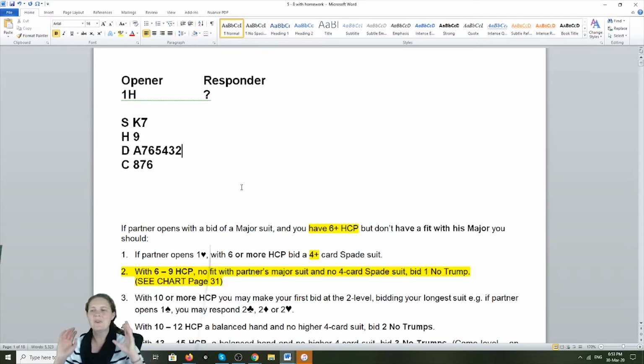With this hand, you want to call diamonds. You so badly want to call diamonds, but the rules of the bidding basically say that we shouldn't do that. We should bid 1 no trump, even though you really want to bid those diamonds because you've got 7 of them. So this by far is going to be the hardest rule that you've got as the responder: with 6 to 9 points, no fit for partner's major and no 4-card spade suit that you can bid, you are stuck bidding 1 no trump. This is the hardest rule.